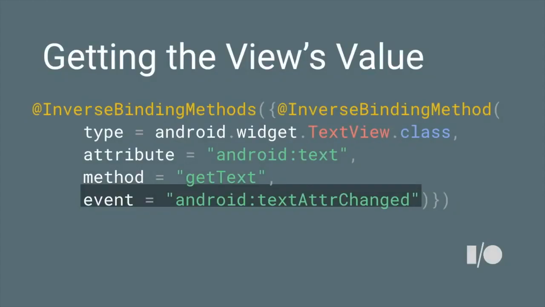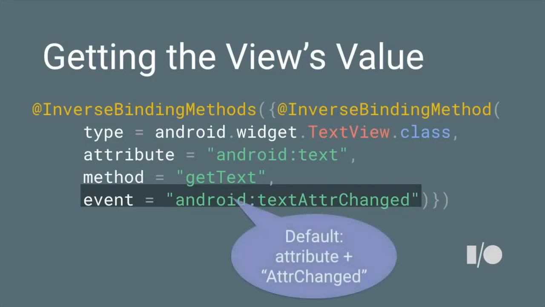So it's kind of smart that way. And we have this synthetic attribute. This is for the event. This is the event that notifies that there's been a change in that view. And again, there's a default here. If we didn't supply anything, it would be Android text attr changed. And so most of the time, you wouldn't supply anything here at all.